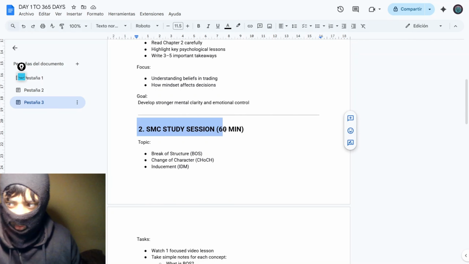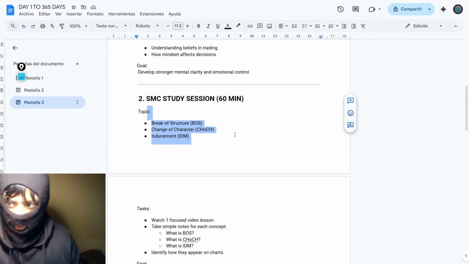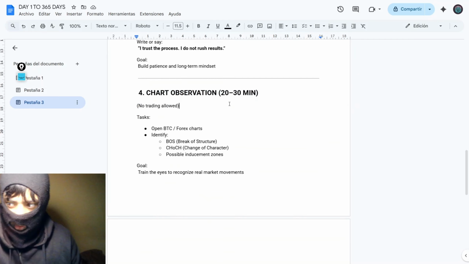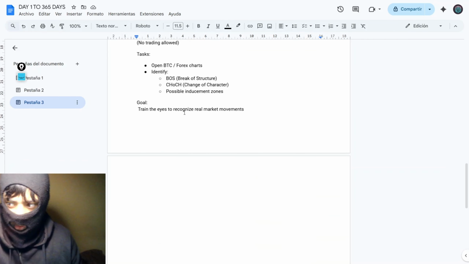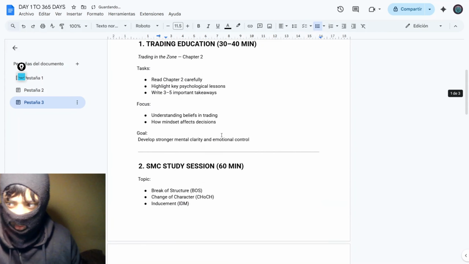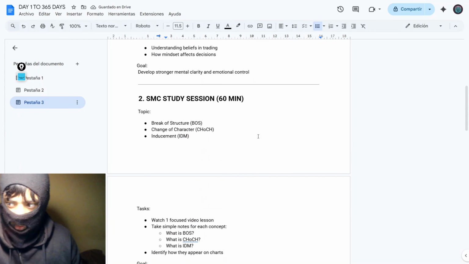Now we're gonna learn from an SMC video, which is gonna teach us break of structure, change of character and inducement. Let's go watch the video, and throughout the video I will explain what the break of structure is, and at the end we're gonna observe a chart and identify which is the break of structure, change of character and possible inducement zone. So let's go.